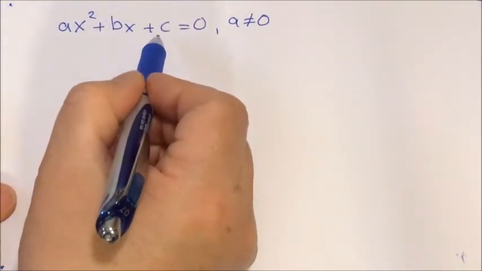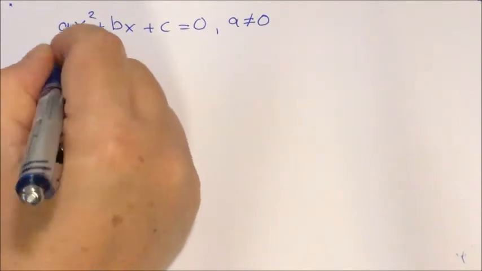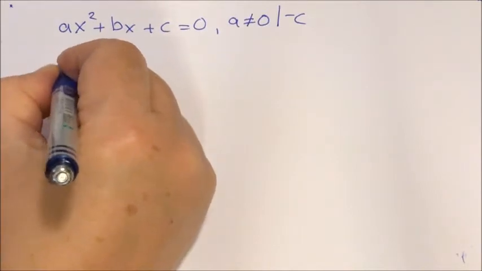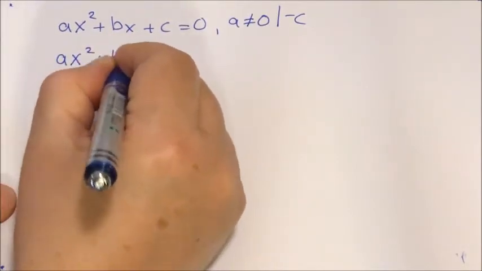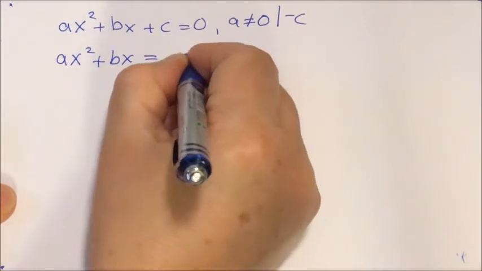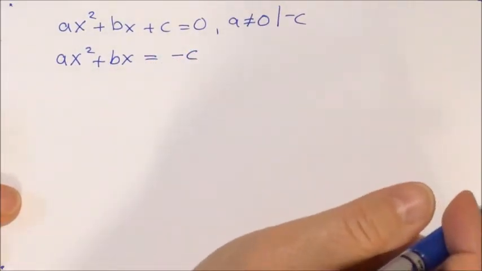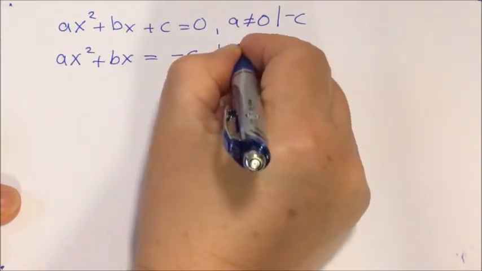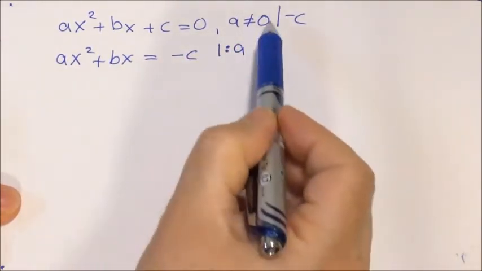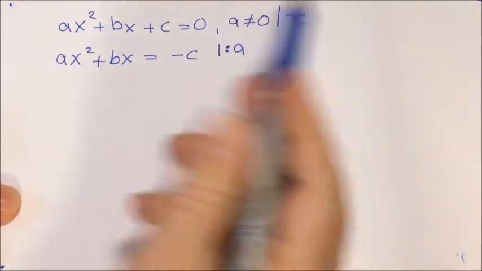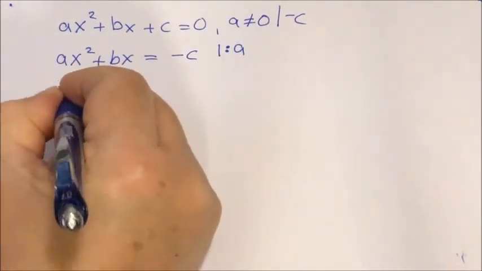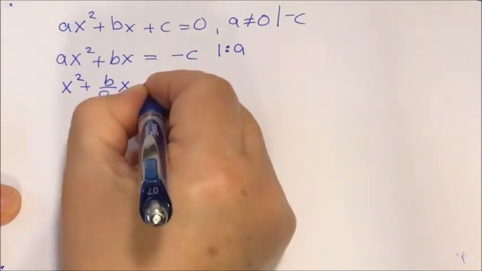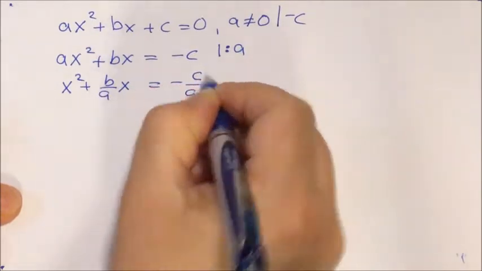I'm subtracting c from both sides. Subtract c: a times x squared plus bx equals minus c. Then I'm going to divide both sides of the equation by a, and that is possible because we know that a is different from 0. x squared plus b divided by a times x equals minus c divided by a.